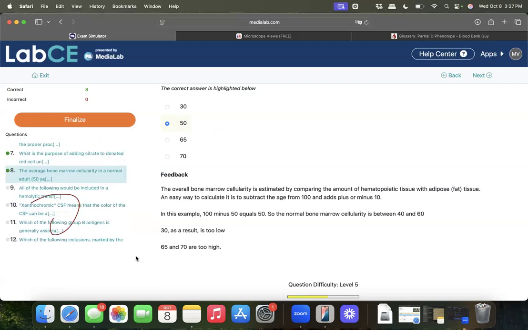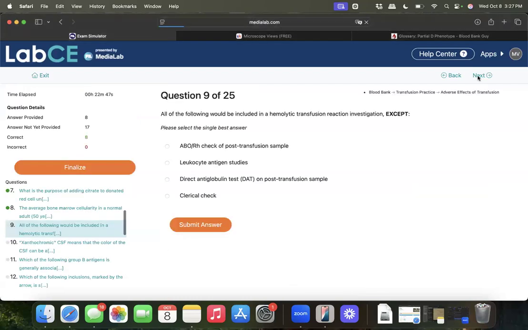The overall bone marrow cellularity is estimated by comparing the amount of hematopoietic tissue with adipose or fat tissue. An easy way to calculate it is to subtract the age from 100 and add plus or minus 10. So in this example, 100 minus 50 is 50. So the normal bone marrow cellularity is between 40 and 60. 30 as a result is too low, so A would be incorrect. And then 65 and 70 are too high. And that was a level 5 question.